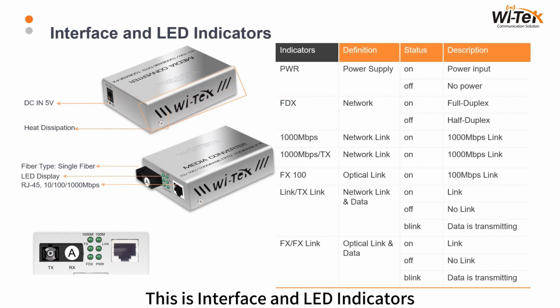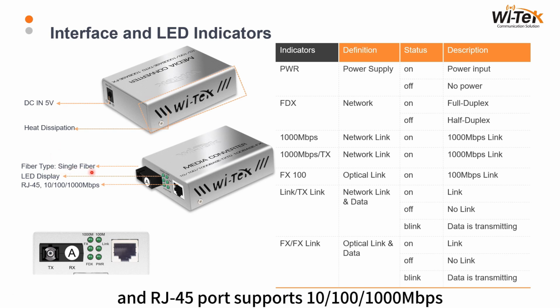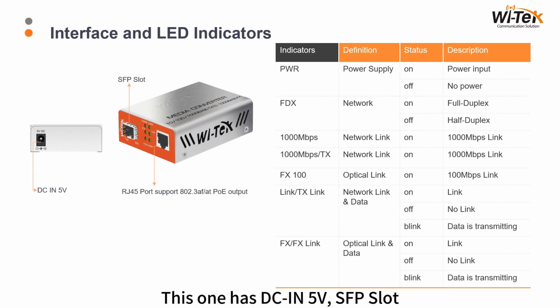This is interface and LED indicators. A is used to transmit and B is used to receive. DC in 5 volts is to the power converter, no PoE function. Fiber type is single fiber, and RJ45 port supports 10/100/1000 Mbps. This one has DC in 5 volts, SFP slot, and RJ45 port, which support 802.3 af/at PoE output.